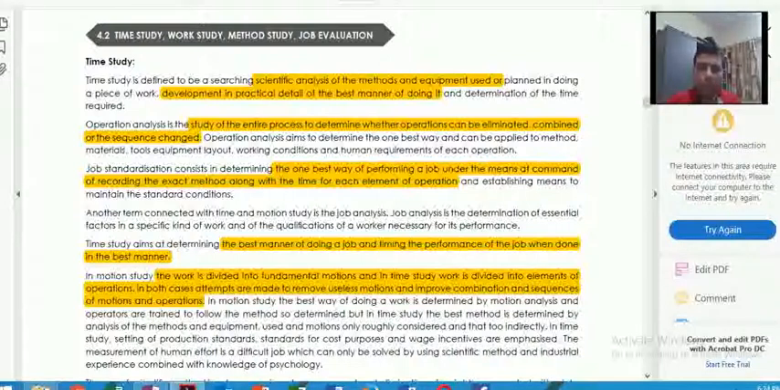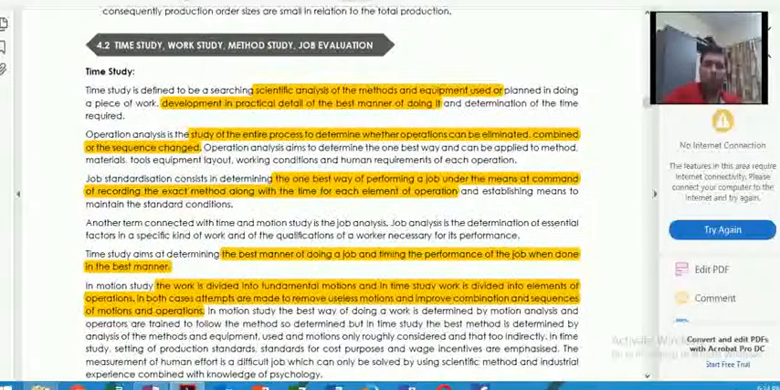Basically, we have to find the efficient way in which we will be able to convert the raw material to finished goods in the least possible time, compared with the set time or given time. This is nothing but the meaning of time study.